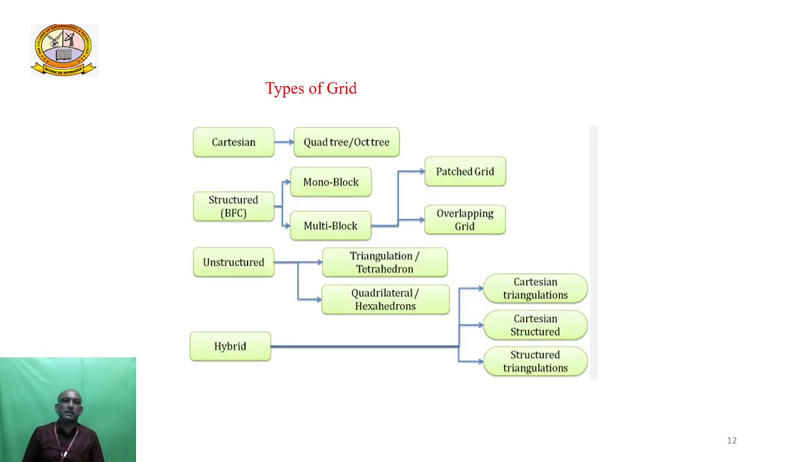Next, the grid. While analyzing CFD, there are so many different types of grid we follow in the control volume. First type is the Cartesian grid, that is quadtree or octree, then structured grid, unstructured grid and hybrid grid. These are the different types of grid. Monoblock and multi-block are subdivisions of the structured grid, and unstructured grid has tetrahedron and quadrilateral, and hybrid grid is both structured as well as unstructured.